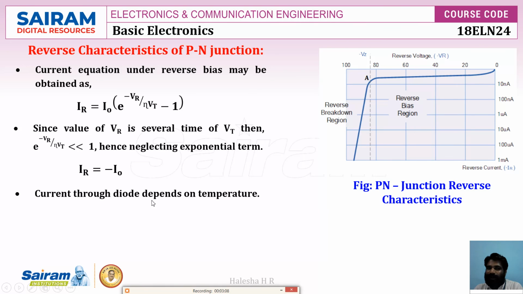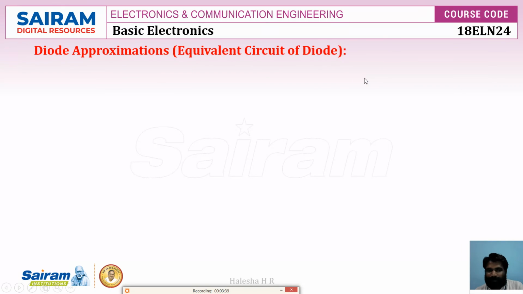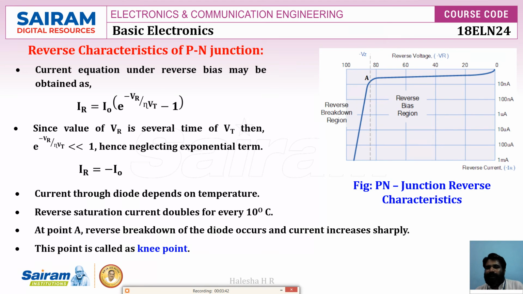Okay. Current through the diode depends on temperature, not on the applied voltage. The reverse saturation current doubles for every 10 degrees Celsius. And at point A, a reverse breakdown of the diode occurs, so the current increases sharply. This point is called the knee point. Okay, so this is about reverse characteristics of a PN junction.